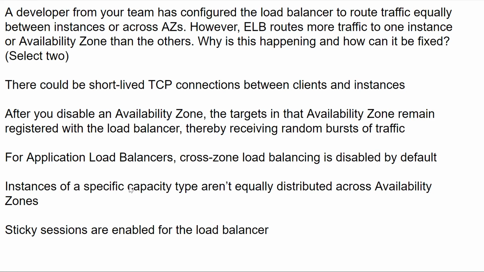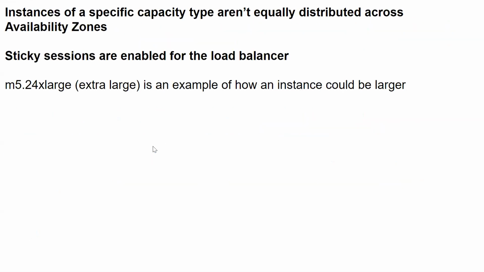After you disable an availability zone, the targets in that availability zone remain registered with the load balancer, thereby receiving random bursts of traffic. For application load balancers, cross-zone load balancing is disabled by default. Instances of a specific capacity type aren't equally distributed across availability zones. Sticky sessions are enabled for the load balancer.